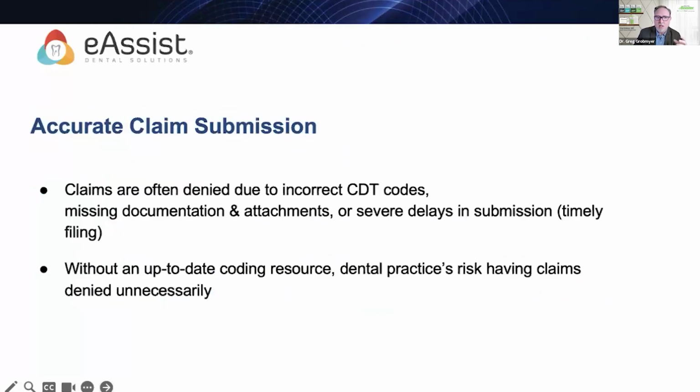We're wanting to make sure that we've got the right CDT codes on there, that we've got the right documentation, the right attachments. Those are the things that cause delays. Those are the things that cause denials and issues with timely filing. We're wanting to make sure that that's stuff that's preventable. It's things that shouldn't be happening. And so we're wanting to make sure you have updated coding resources, and we're going to try to help you minimize your risk of having those claims denied unnecessarily.